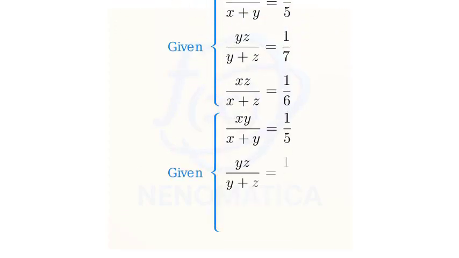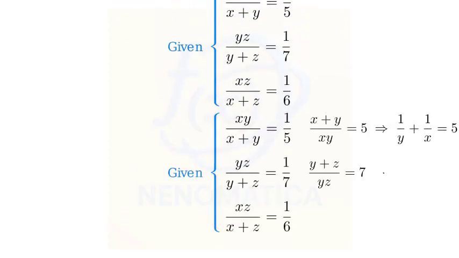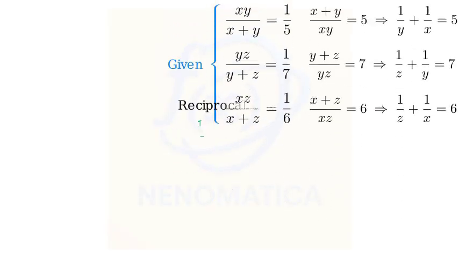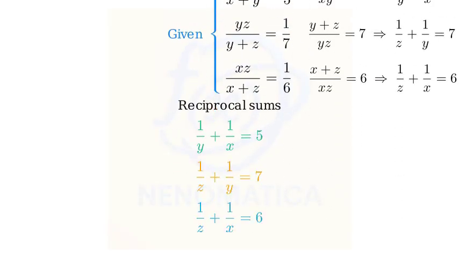Step 1. Invert and split. From xy over x plus y equals 1/5, we get x plus y over xy equals 5, which becomes 1 over y plus 1 over x equals 5. From yz over y plus z equals 1/7, we get 1 over z plus 1 over y equals 7. From xz over x plus z equals 1/6, we get 1 over z plus 1 over x equals 6.